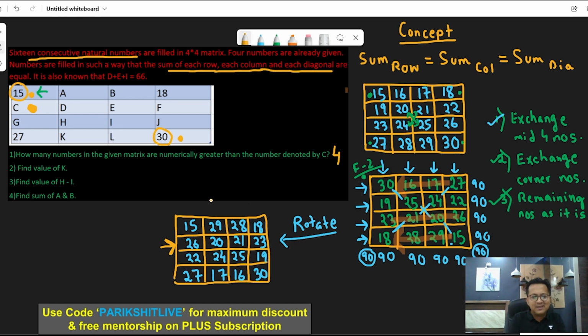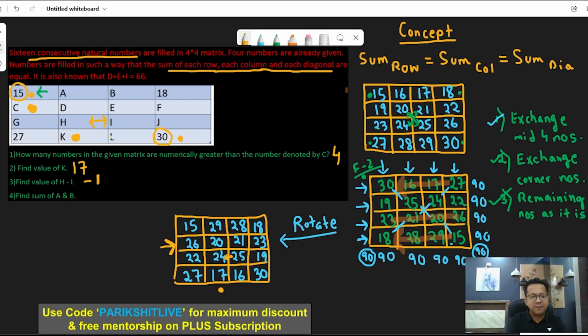Next, find the value of K. K is last row, second element. K is 17. Next, find the value of H minus I. Third row, second and third element. So can you see 24 minus 25 is going to be minus 1. Minus 1 is your third answer.